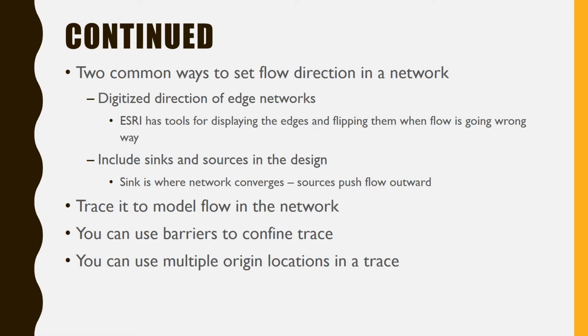A sink is where networks converge. A source is where something pushes flow outward. You can trace these things to model your networks. You can use barriers to confine the trace, and you can use multiple origins when you're doing this if you want.